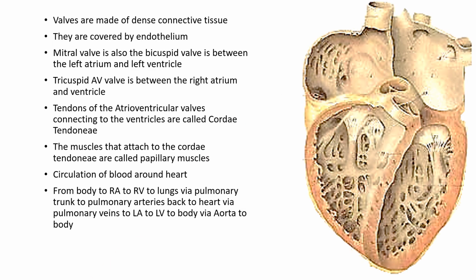Okay, now I mentioned the valves. You have the tricuspid and the bicuspid. Tricuspid here, bicuspid here, right? These valves are actually made of dense connective tissue, and they're covered with endothelium, which is pretty much a thin layer of flat cells. And what these do is they help prevent backflow.